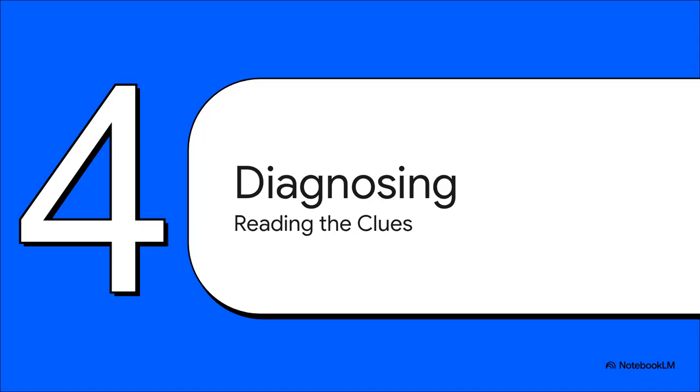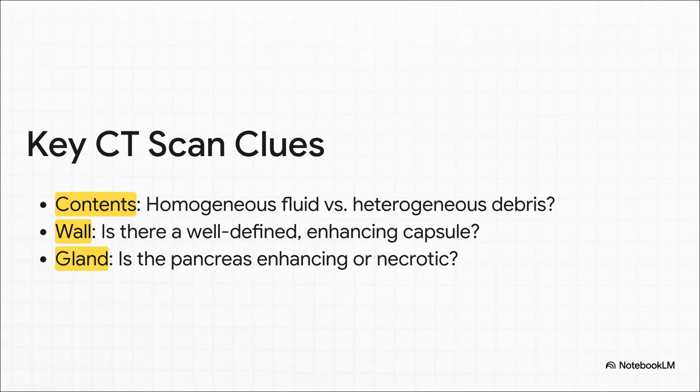Okay, so we've got the 4 names down, but how do you actually tell them apart when you're staring at a CT scan in the reading room? Well, you just have to look for a few specific clues. So when you pull up that contrast-enhanced CT, here's your mental checklist. First, look at the contents. Is it perfectly black, just homogeneous fluid? That points you toward an APFC or a pseudocyst.